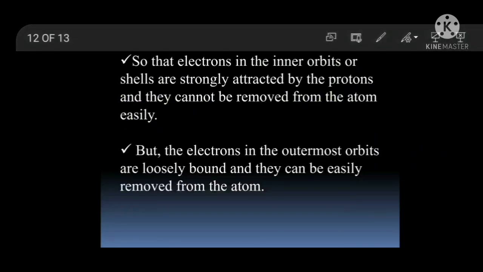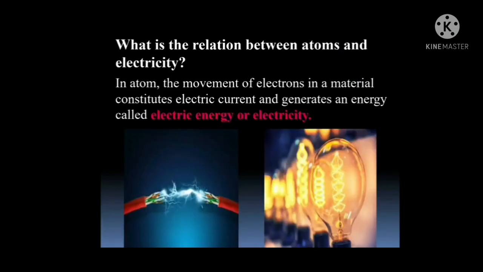What is the relation between atoms and electricity? As we know, electrons in the outermost orbit have no strong force of attraction to the protons. So it is very easy to remove those electrons from the atom.